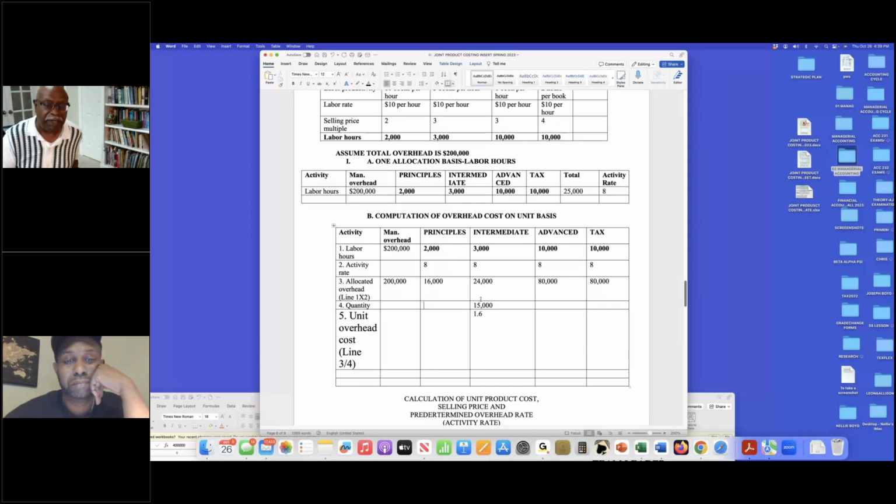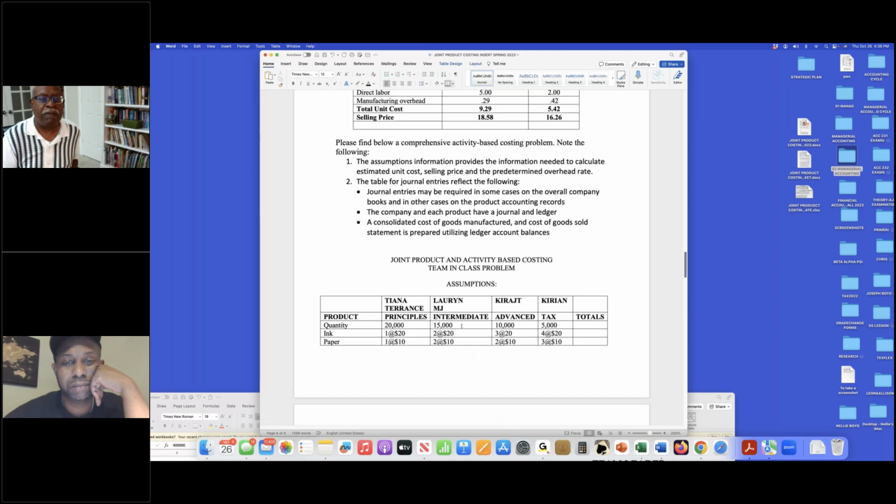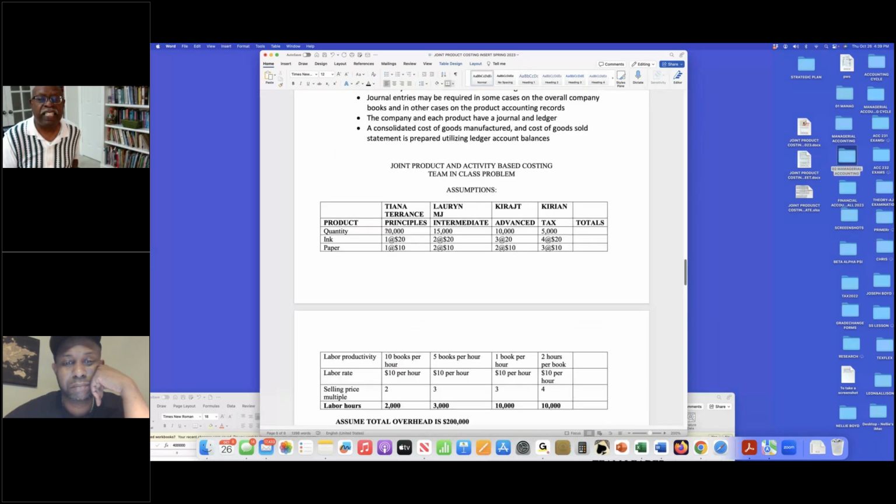Eat that for a second. I need my real quantities that I'm going to make. So I'm going up here to the top of the problem, and it says 20,000, 15, 10, and 5. So I'm going to copy those numbers.